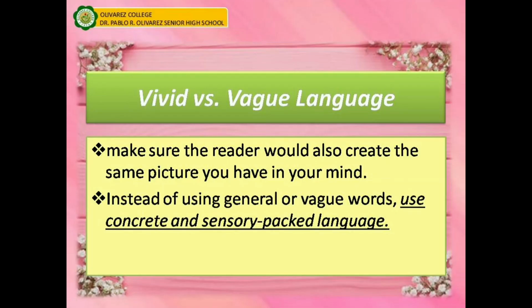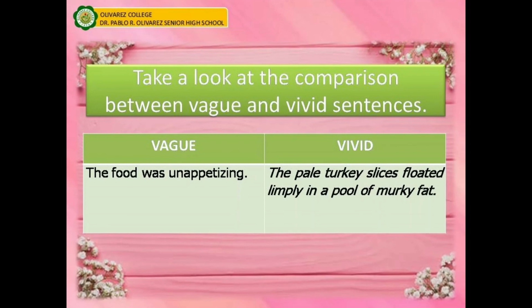The next characteristic of a descriptive paragraph is that it uses vivid language. Instead of using general and vague words, use concrete and sensory-packed language. Take a look at the comparison between vague and vivid sentences. On the vague side, the example is, the food was unappetizing. On the vivid side, the example is, pale turkey slices floated limply in a pool of murky fat. In the vivid example, it is clearly stated why the food is unappetizing.